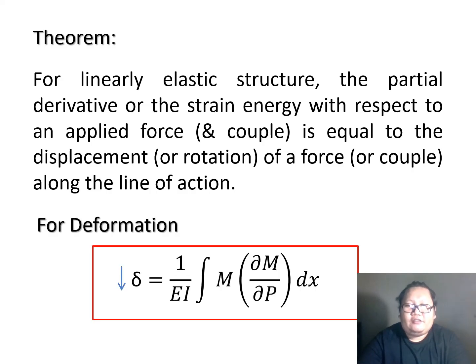For deformation, all we have to do is get the integral of the product of the moment equation of the real beam together with the loads and also the applied P, and also the partial derivative of the moment with respect to P, dx. And the limit is from 0 to the length of the segment. And that direction, downward, is basically the assumption to which your deflection may go after the loads are applied.